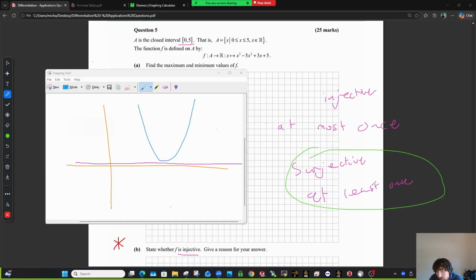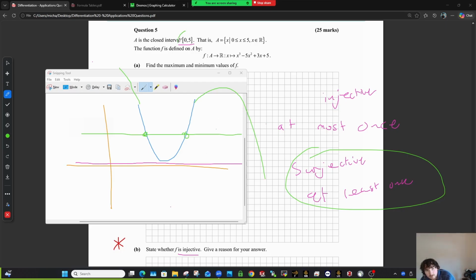Who's really not happy with that? Surjective is not happy with that. That needs you to hit it at least once. So this is not surjective. Look at this. This horizontal line hit it twice. So this is not injective. So a quadratic is neither injective nor surjective, okay? So you'd be thinking a cubic. Well, a cubic is really just a quadratic continued. So then you'd be thinking the same kind of thing here.